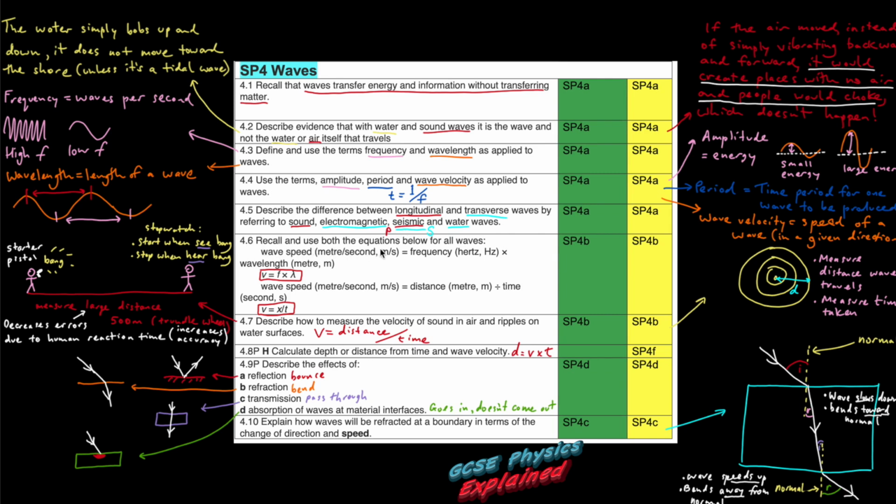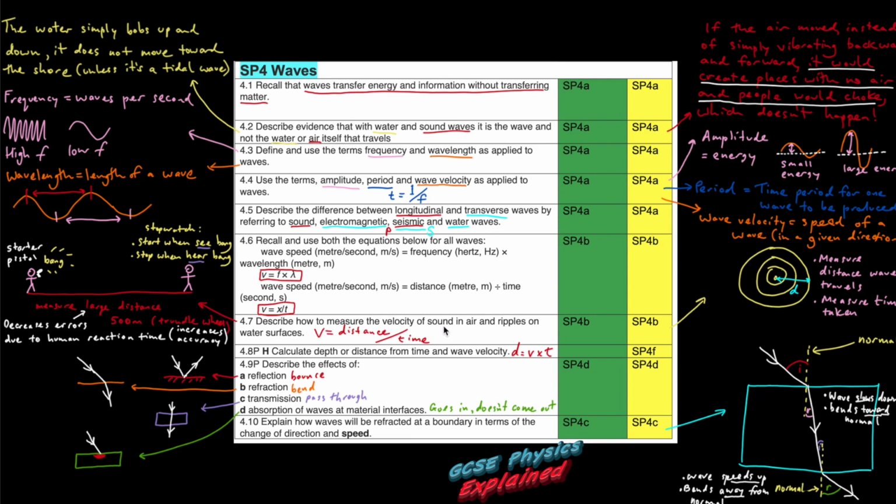Recall and use both the equations below for all waves. So to get the wave speed or velocity, you do the frequency times by the wavelength. Another way of getting the wave speed is by doing distance divided by time, just like you'd calculate the speed for any object that's travelling.